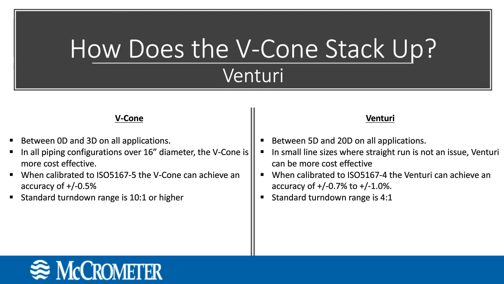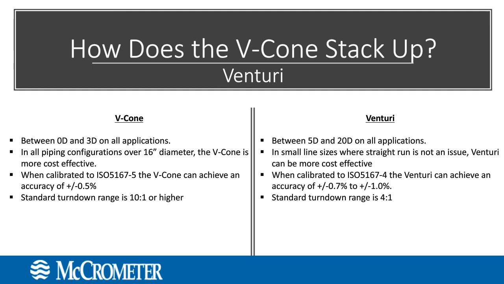Straight run-wise, the VCone, again, 0 to 3 diameters, as we've been talking about. The Venturi does require a bit more, somewhere between 5 and 20 diameters on all applications. We do note with the Venturi that when you have small line sizes where straight run's not an issue, you can find it a little bit more cost-effective. However, for sure, anything over 16-inch diameter, the VCone is going to be your better option.